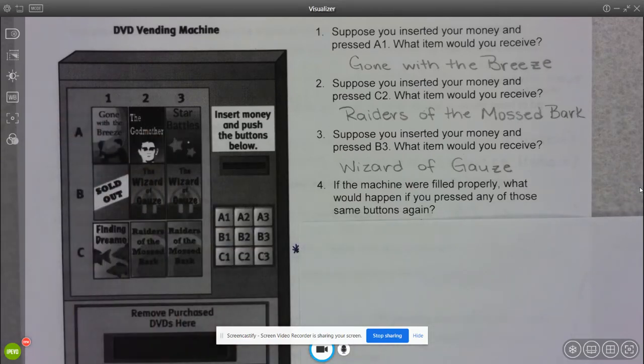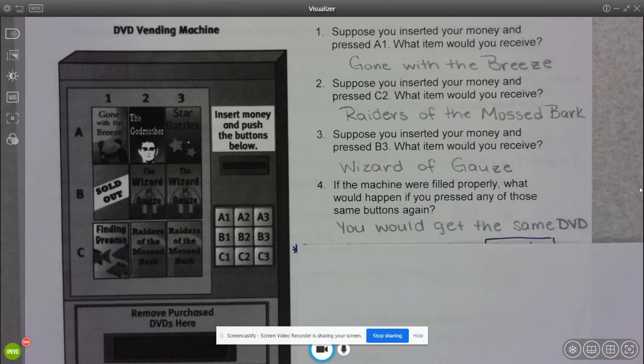Now, assuming that they didn't misplace any DVDs and that all the buttons are working properly, what would happen if I hit A1, C2, or B3 a second time? As long as it's functioning properly and it's been filled properly, I should get the same DVD.